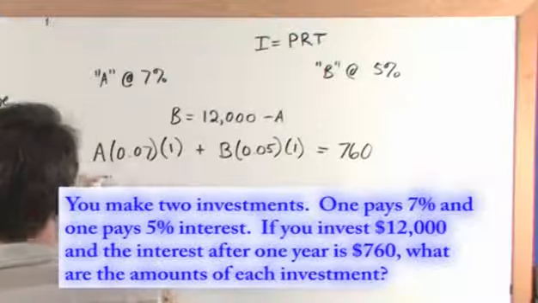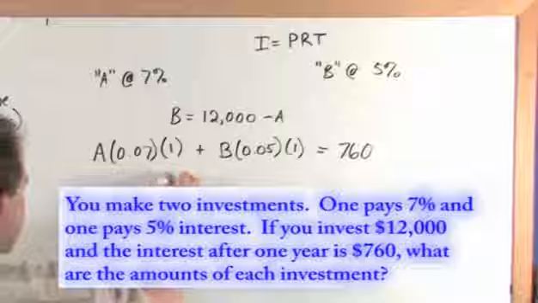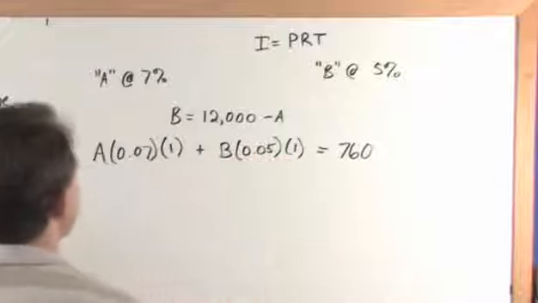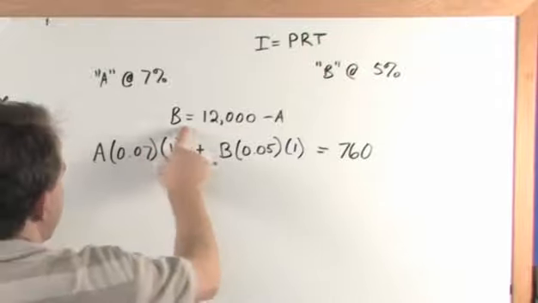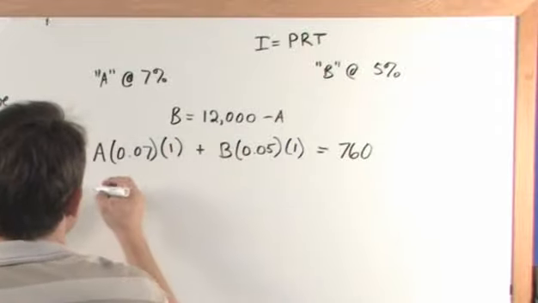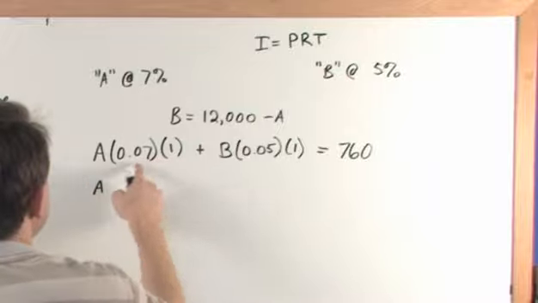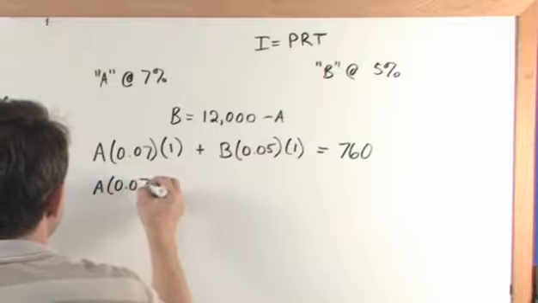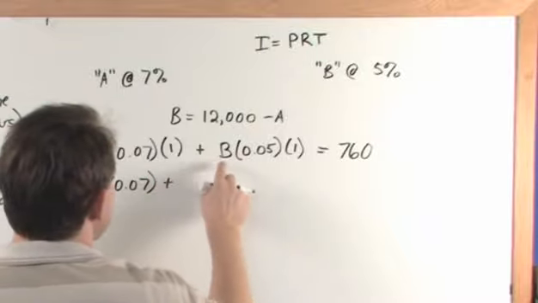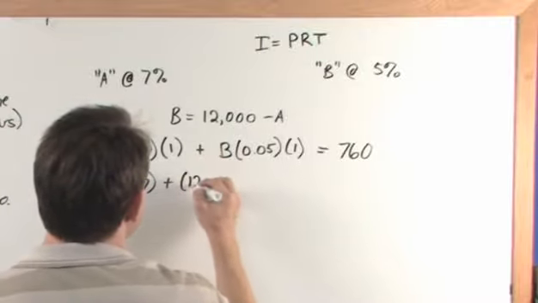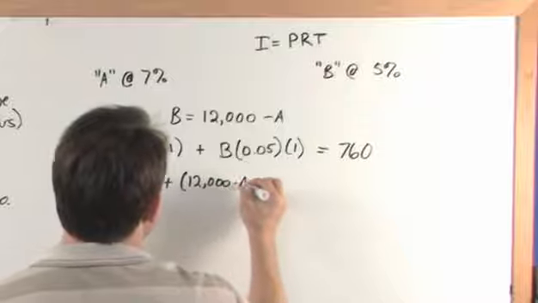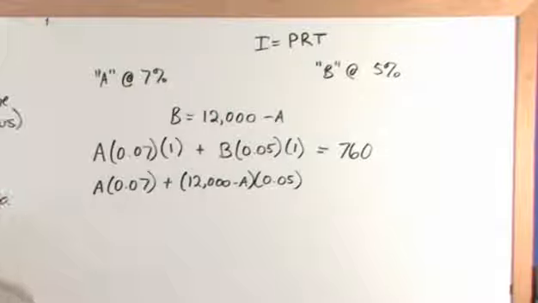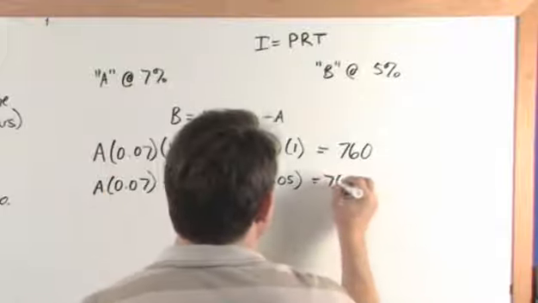So this is how much I've earned in A, PRT. This is how much I've earned by putting B in, PRT, principal rate time. Now, notice I've already got an equation that expresses B in terms of A, so I'm going to use that. A times 0.07 times 1, I'm just going to multiply that out, 0.07, plus, for B, I'm going to substitute 12,000 minus A times 0.05, and then times the 1, so the 1 kind of disappears, is equal to 760.